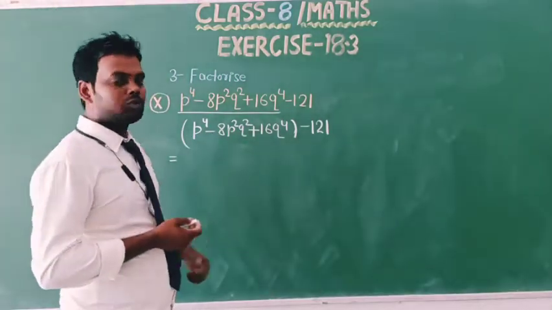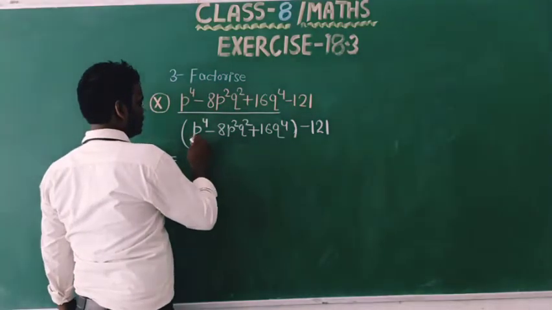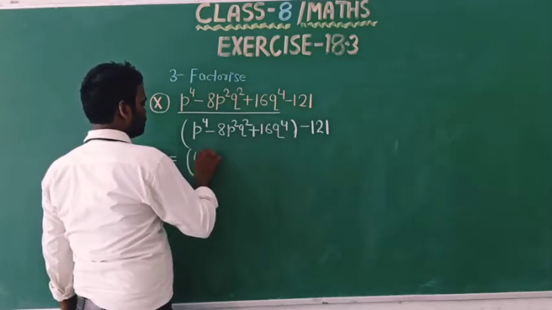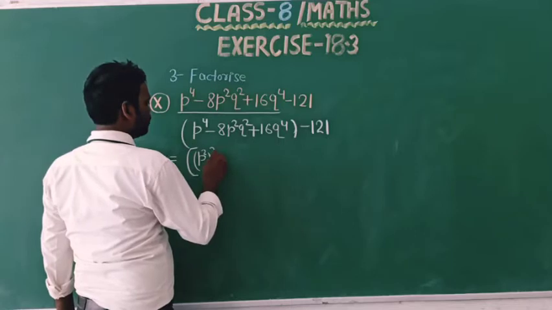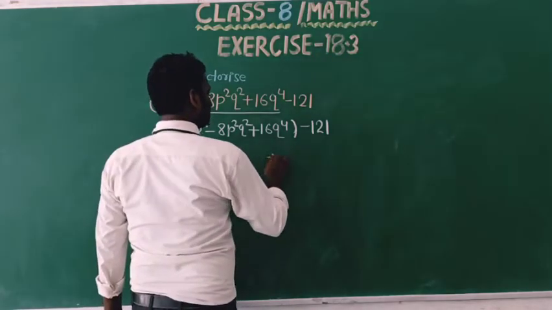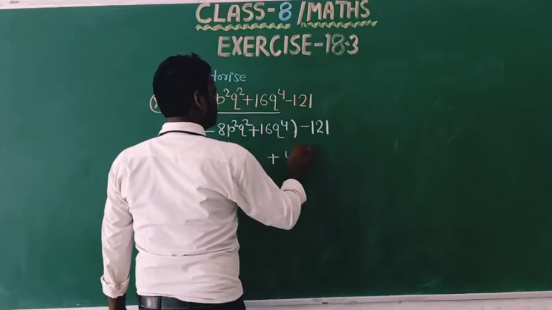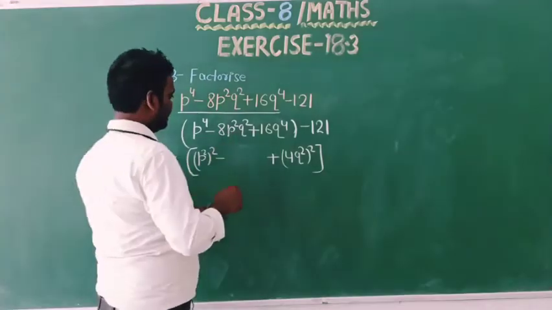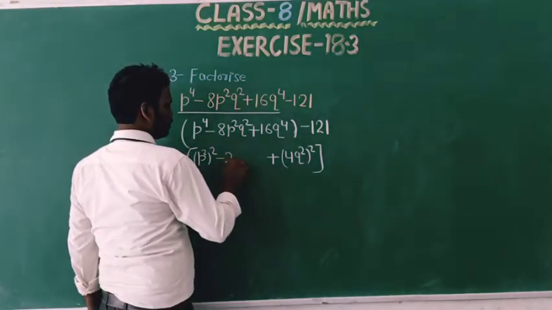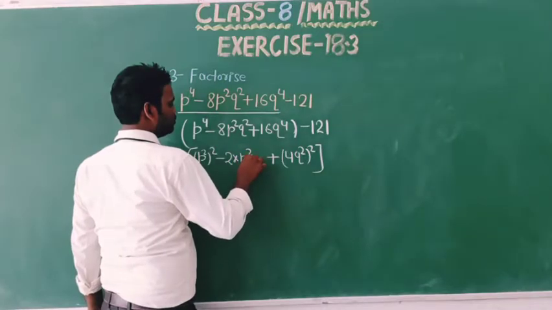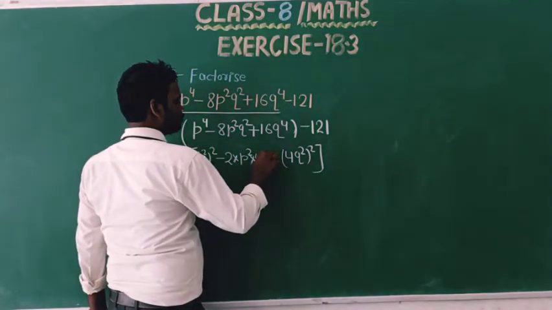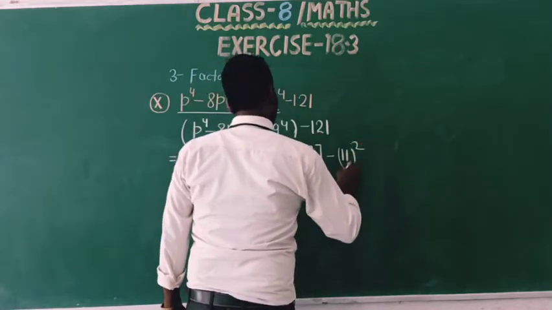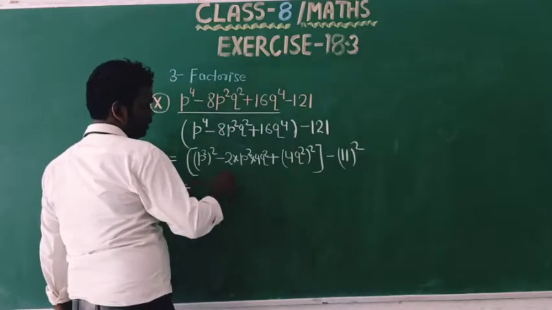This is a perfect square, so this can be written as p square whole square minus, and this is 4q square whole square, and the middle term can be written as the product of 2 into p square into 4q square. Minus, and 121 is the square of 11.